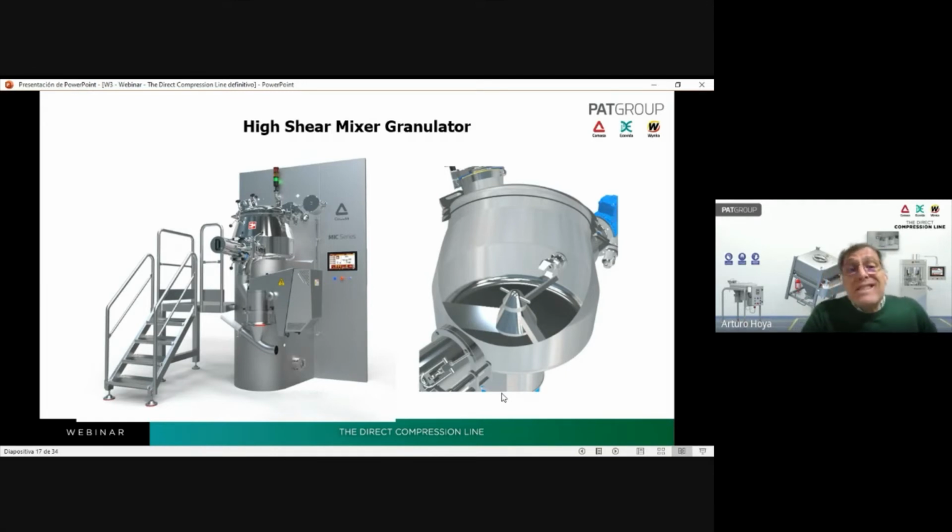You can use this type of blender when you have a very, very cohesive powder and you need to transform it into free-flowing powders, adding different kinds of excipient, for example, a glidant, Aerosil 200.